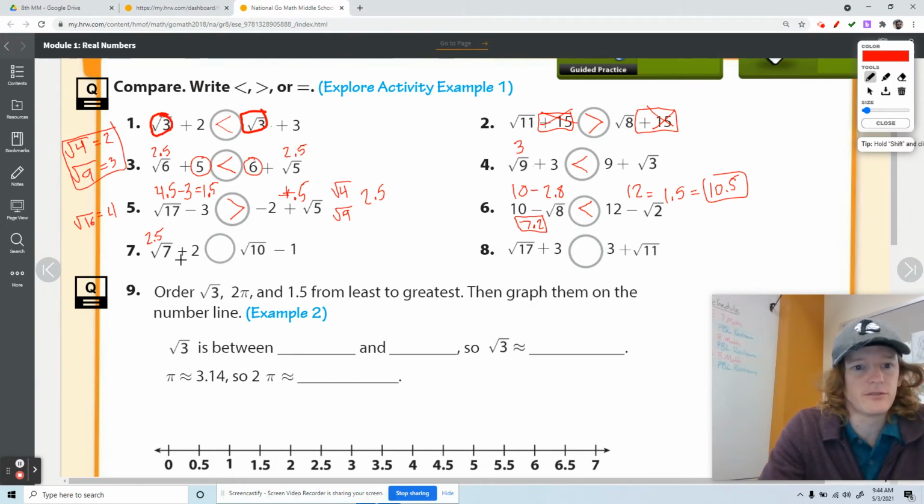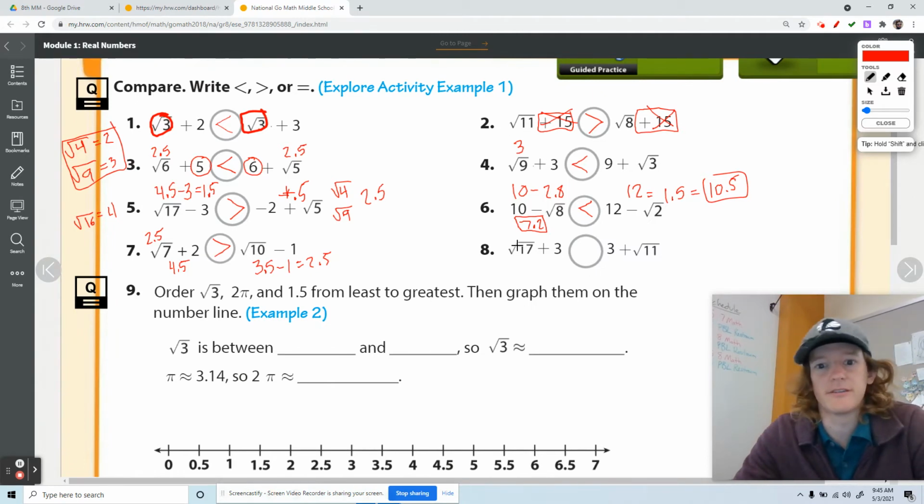And 2.5 plus 2 is about 4.5. On the right side, the square root of 10, that's about 3. A little more than 3, maybe 3.5. But 3.5 minus 1 is 2.5, so the left side's clearly bigger.